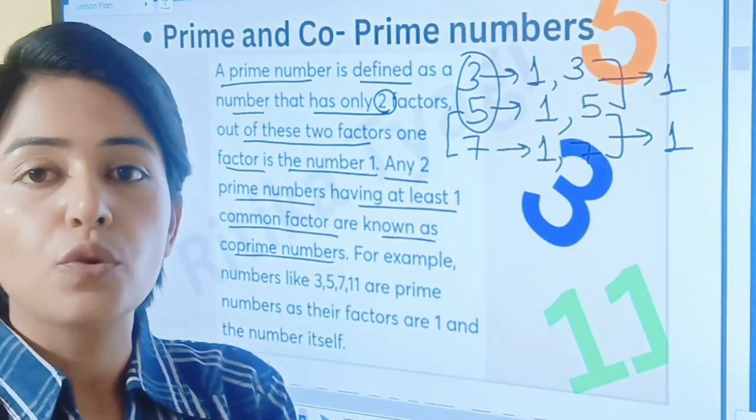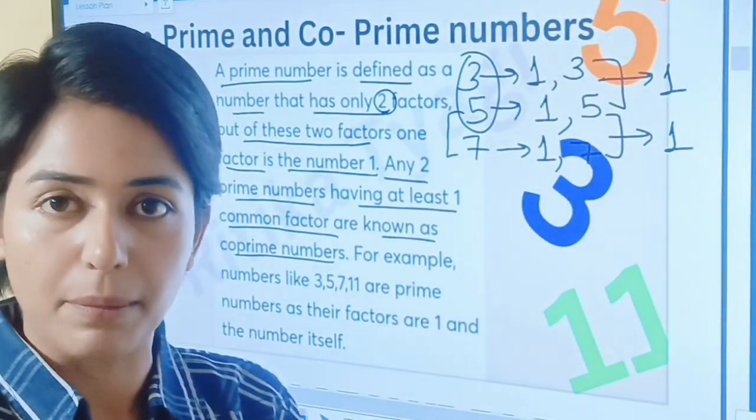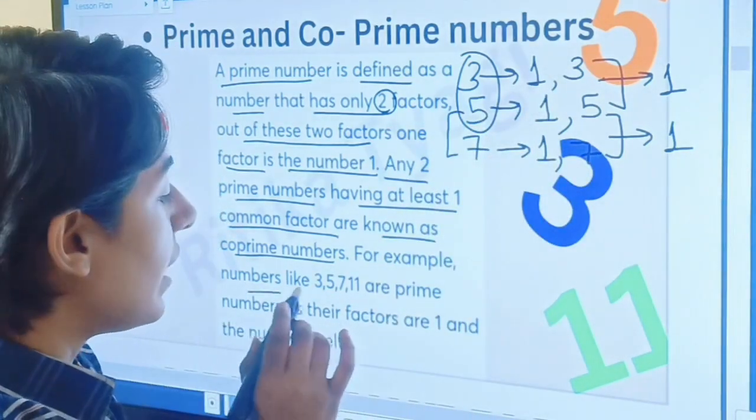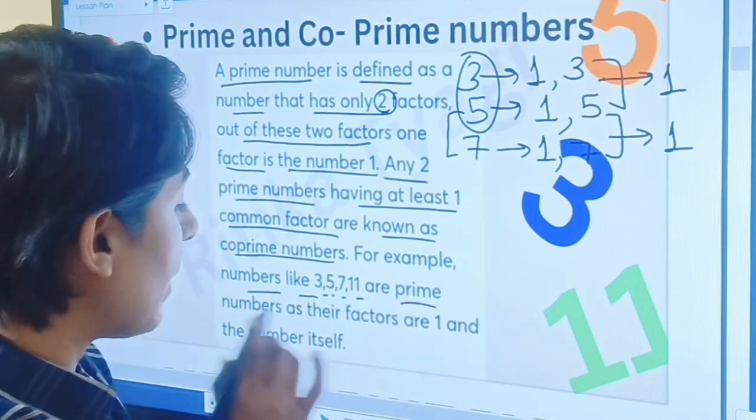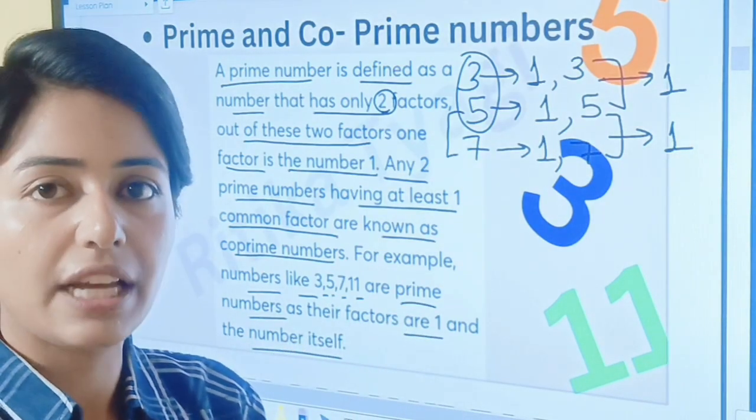The numbers which have only two possible factors, the number 1 and the number itself, are prime numbers. For example, numbers like 3, 5, 7, 11 are prime numbers and their factors are 1 and the number itself. So they are prime numbers.